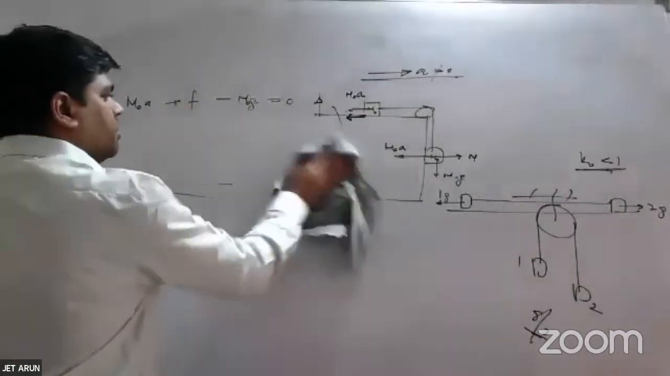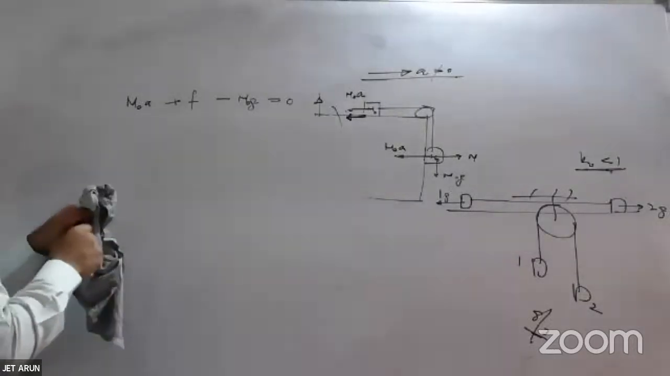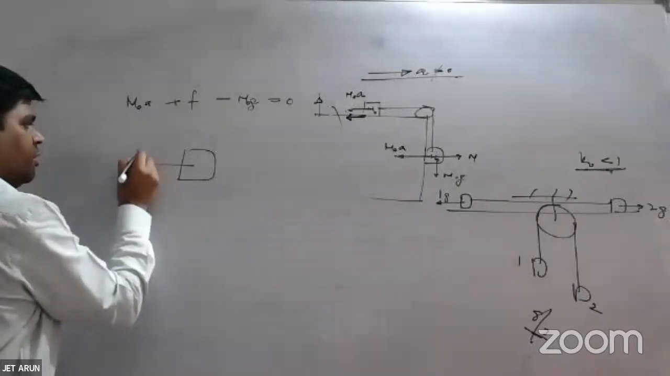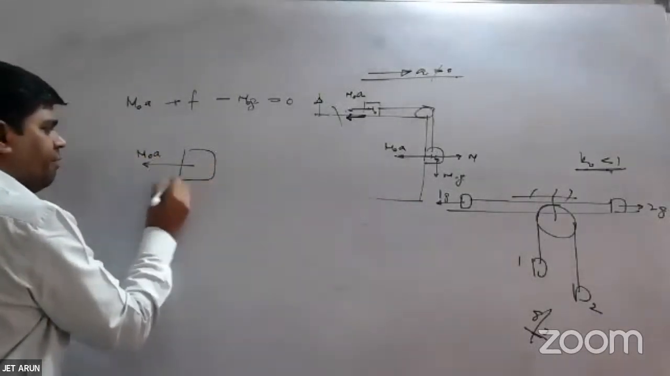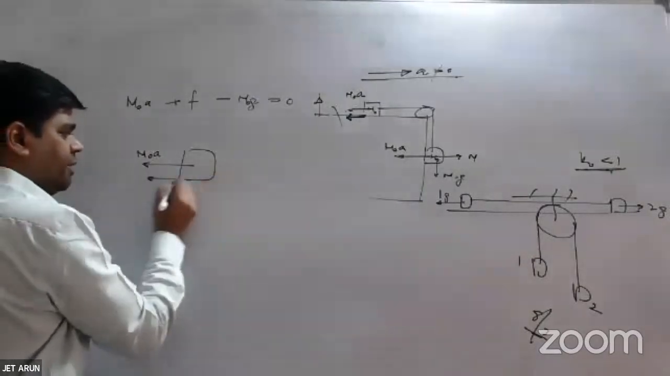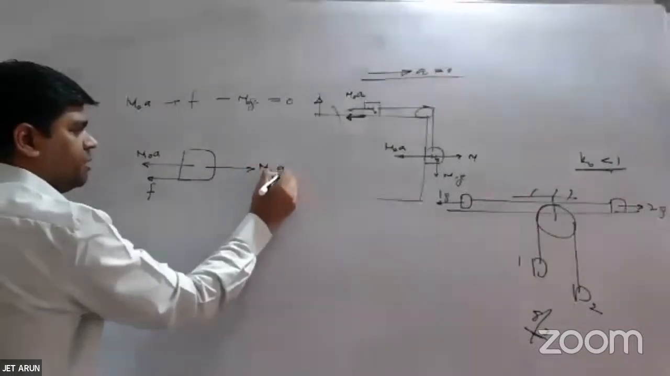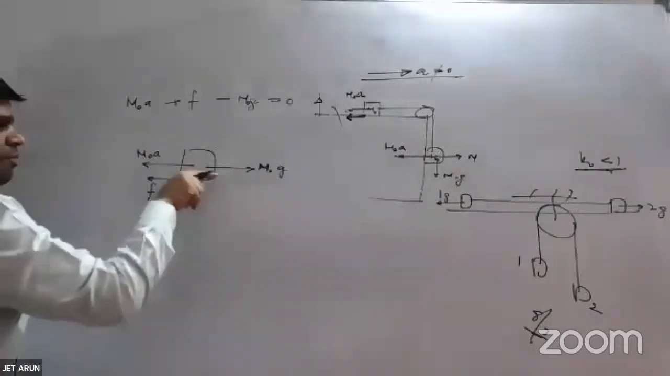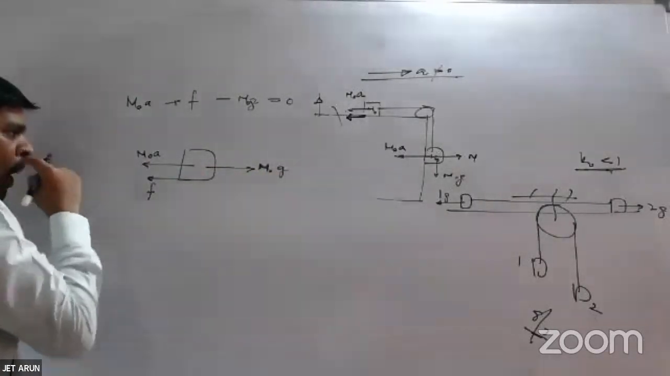Yes, sir. Yeah, sure. These two equations we'll deal with tomorrow. But this equation I'll explain to you right now. I've got a pseudo force m naught a towards left. Because the block is tending to move towards right, my friction is towards left, and m naught g is towards right. So m naught g is towards right, friction is towards left, and m naught a is towards left.